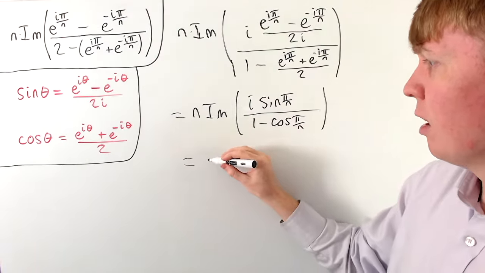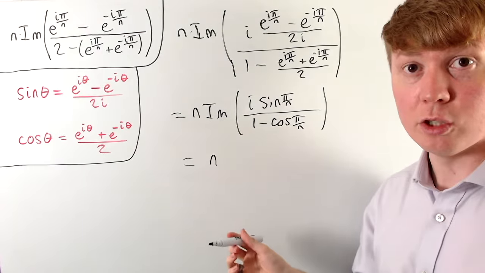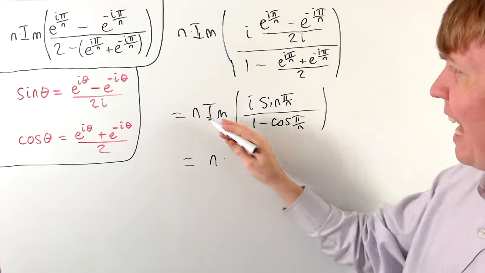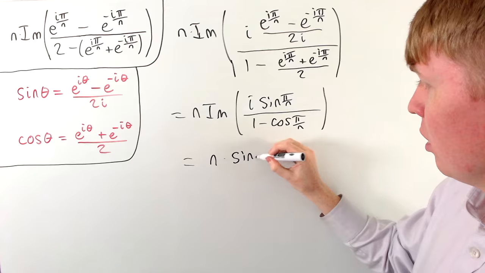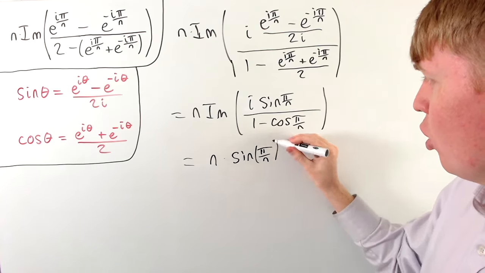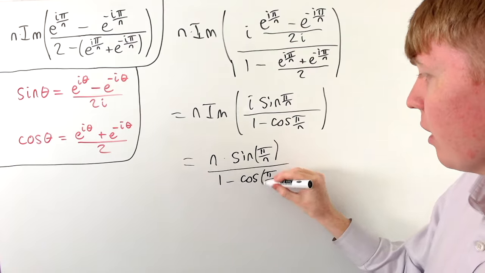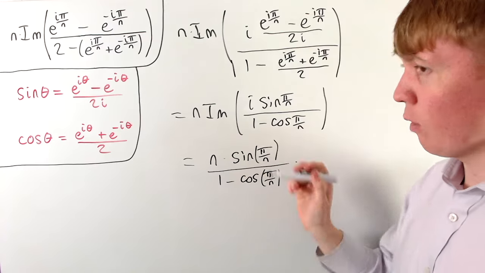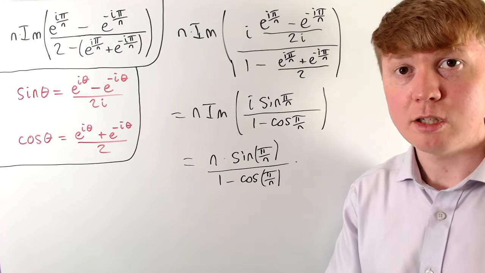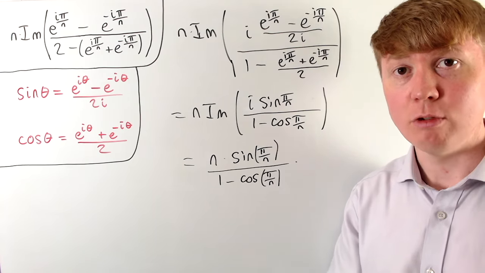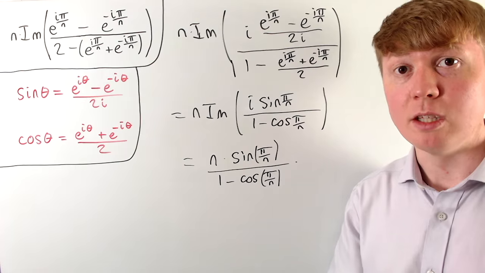So we get then our final expression for the sum of all of these lengths of the diagonals and edges in our polygon is n times sine of pi over n, all divided by 1 minus cos of pi over n. So this is our answer then to the original problem, finding the sum of all of the lengths of the diagonals and edges in an n-sided regular polygon inscribed in the unit circle.